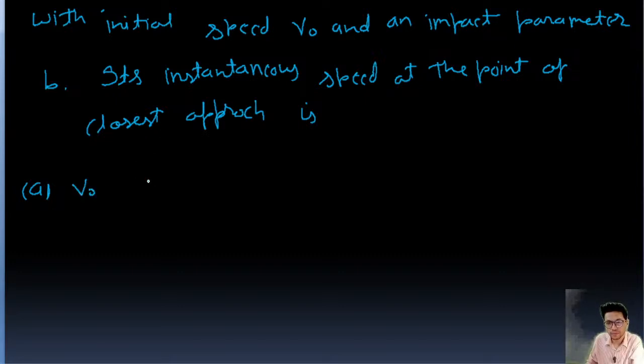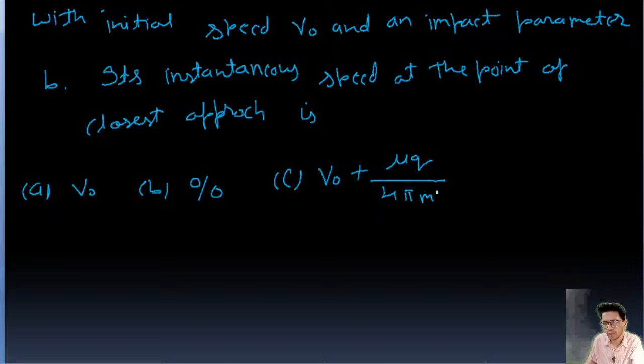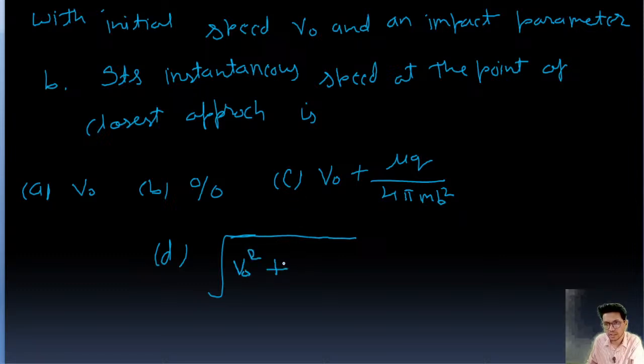Options are: option A is v naught, option B is 0, option C is v naught plus mu q upon 4 pi m v square, and option D is root of v naught square plus the quantity mu q upon 4 pi m v square, whole squared. Okay, this is the question.